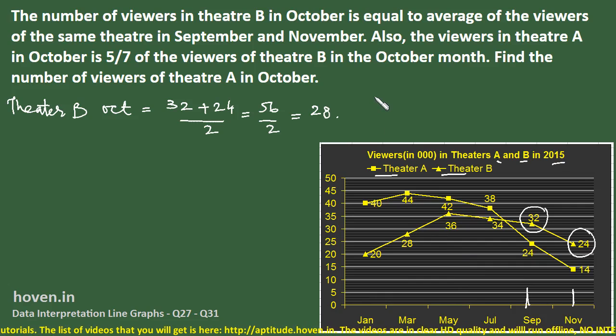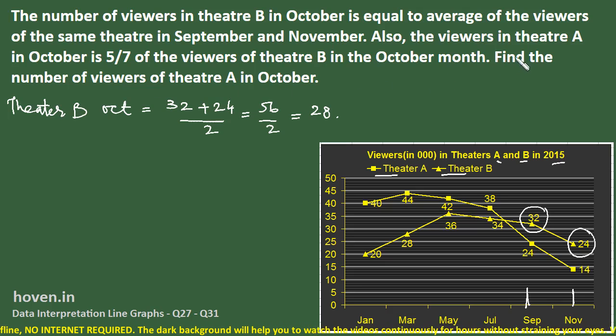Now he says, also the viewers in theater A in October is 5 by 7 of the viewers of theater B in the October month. Find the number of viewers of theater A in October.